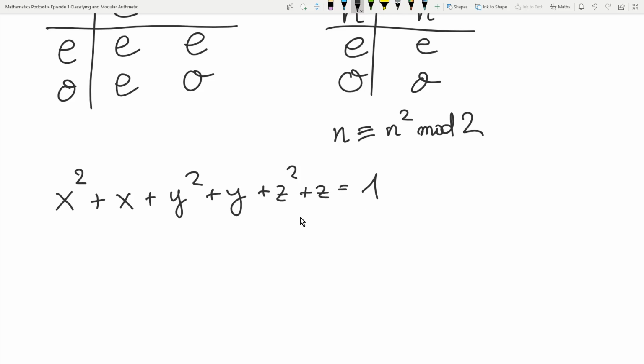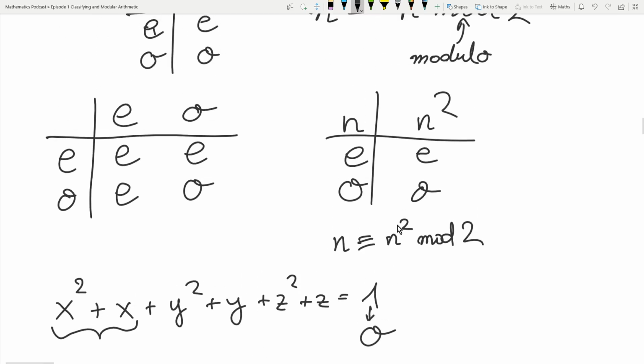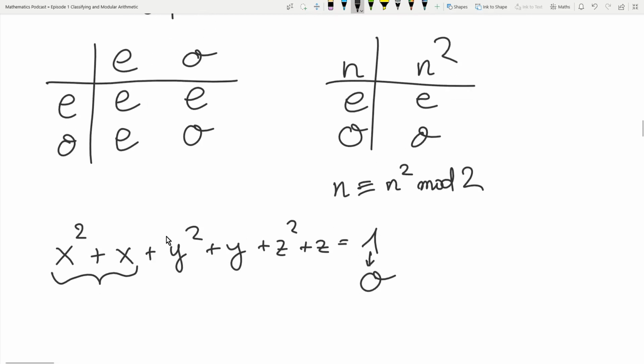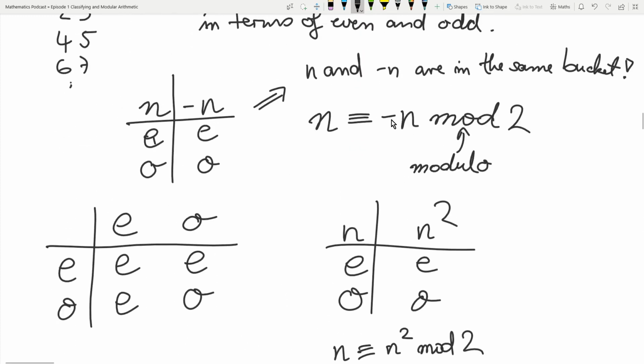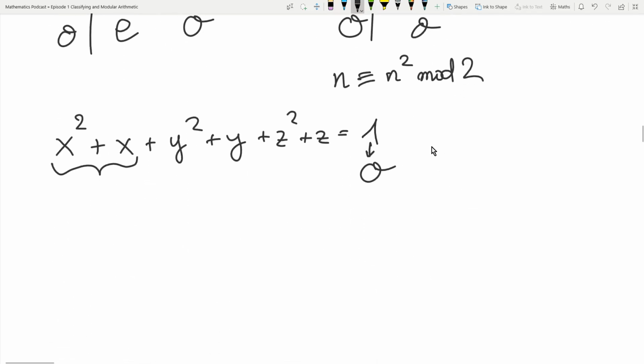But if we look at this whole equation modulo 2, then this stays odd because it's 1, it's just 1. But if we look at it here, we have the x squared plus x. Well, x squared is essentially the same as x, right? So this is basically just x plus x, or x minus x. No matter how you look at it, this will be an even number.